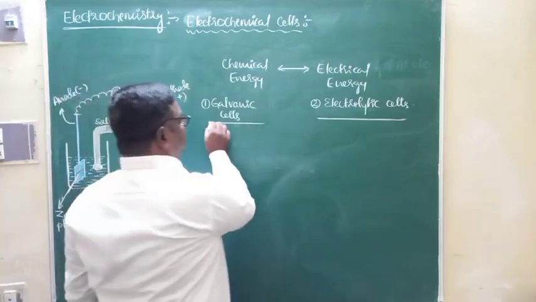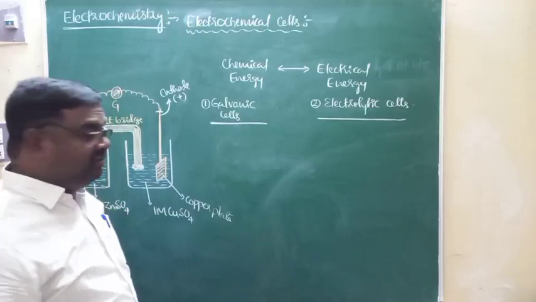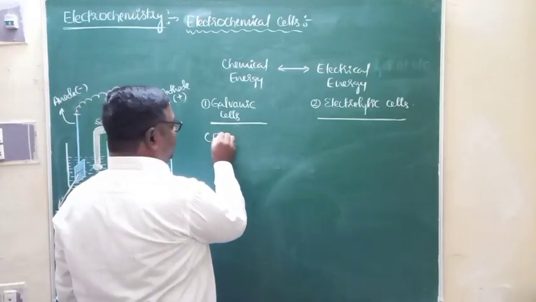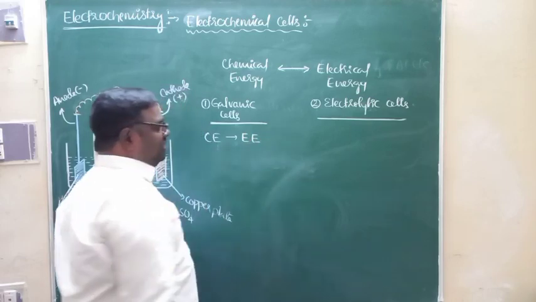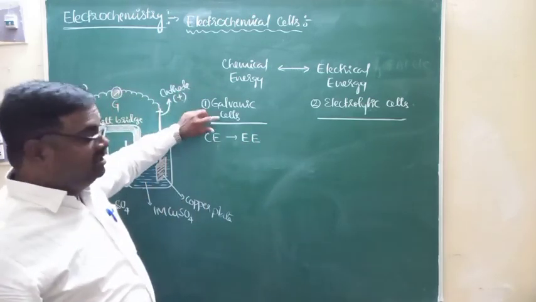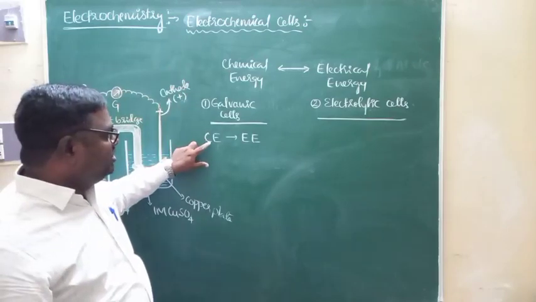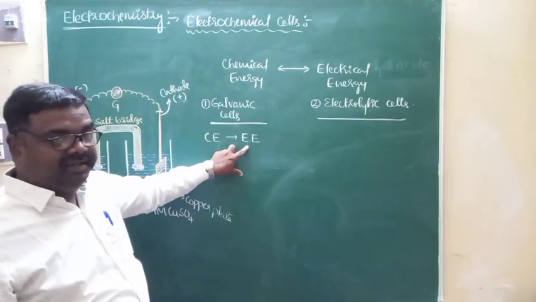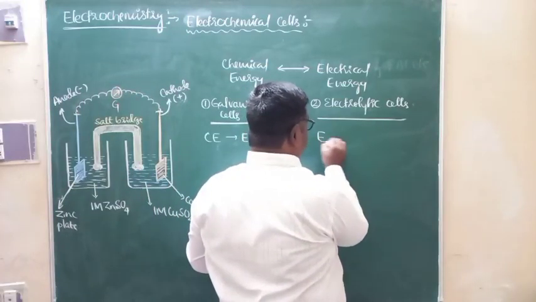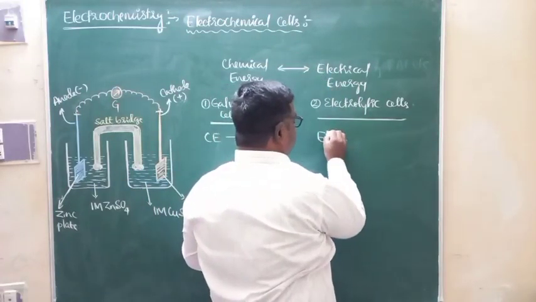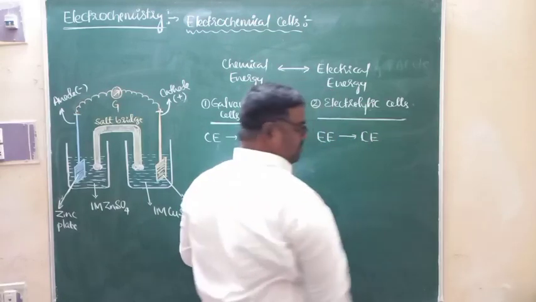As far as galvanic cells are concerned, these are the electrochemical cells where chemical energy is converted into electrical energy. Whereas electrolytic cells are the electrochemical cells where electrical energy is converted into chemical energy.